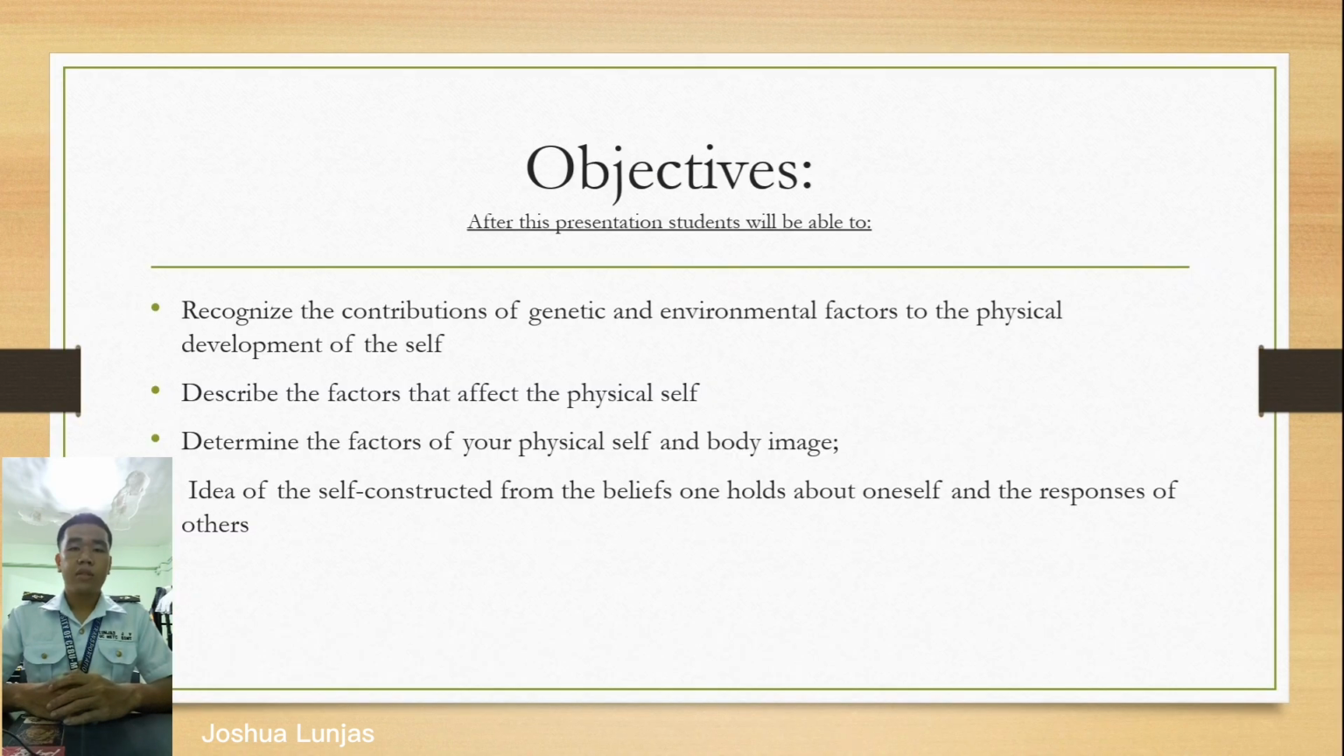For the objectives, the students will be able to, first, recognize the contribution of genetic and environmental factors to the physical development of the self. Second, describe the factors that affect the physical self. Third, determine the factors of your physical self in body image. And lastly, the idea of the self constructed from the beliefs one holds about oneself and responses of others.